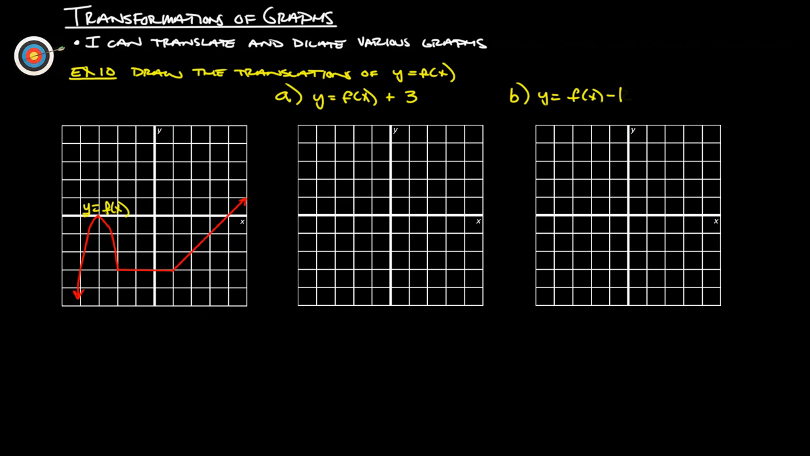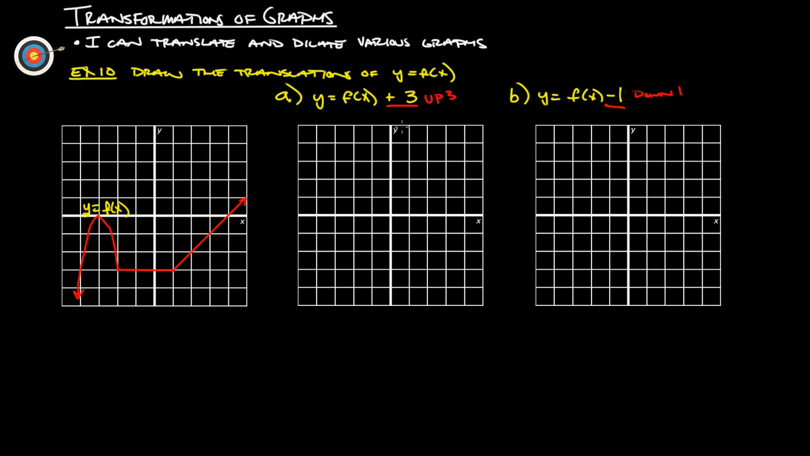All right, so we have example 10, draw the translation of y equals f of x. So we're saying that this is y equals f of x. So this is y equals f of x plus 3. If it's outside of the regular old f of x, if it's just a plus or a minus, this is going to mean up or down. Since this is positive, this is up 3. Since this is negative, it is down 1.